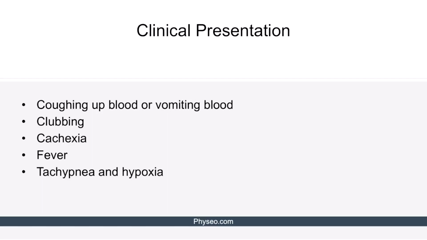The main presenting symptom is coughing up or vomiting blood. Other clinical features depend on the underlying cause. For example, cachexia, clubbing, fever, tachypnea, or hypoxia. Clubbing can be seen in bronchiectasis and lung cancer. Fever is seen in infections like pneumonia.